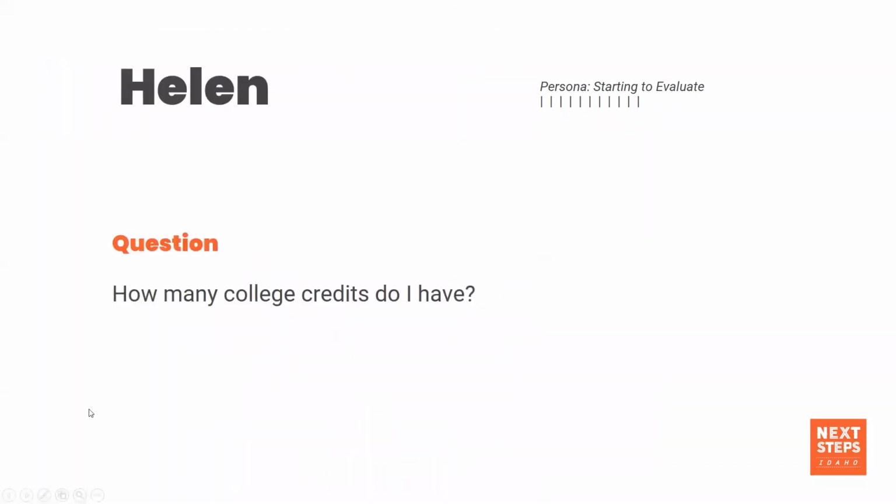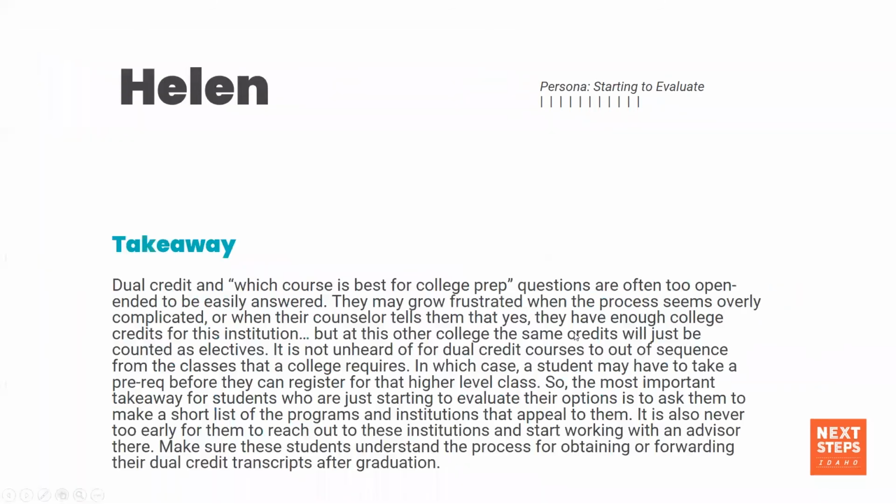So some takeaways for Helen is to really encourage them to figure out what they actually want, so you can make that conversation a little bit easier and get to the point of what they actually need and where they actually want to end up. And it's never too early for these students to reach out to the institutions that they may be interested in attending, and start working with an advisor there. That can be really helpful as they consider the next steps.